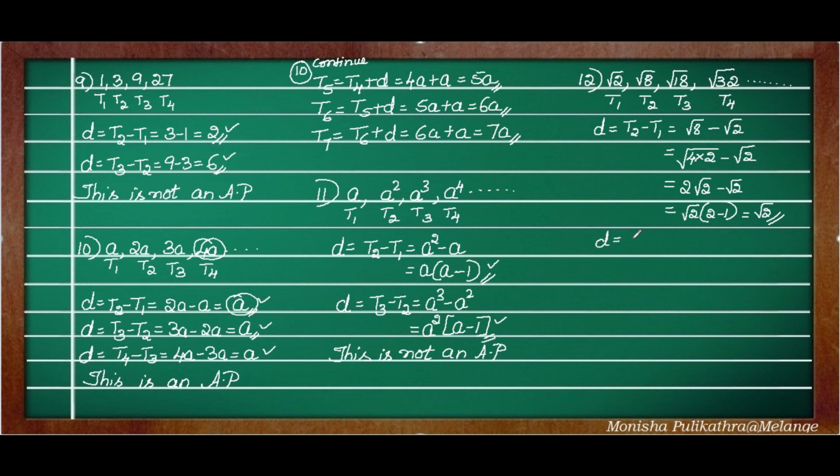Next, D is equal to T3 minus T2. So T3 is root 18 minus T2 is root 8. Here we need to split both the terms.